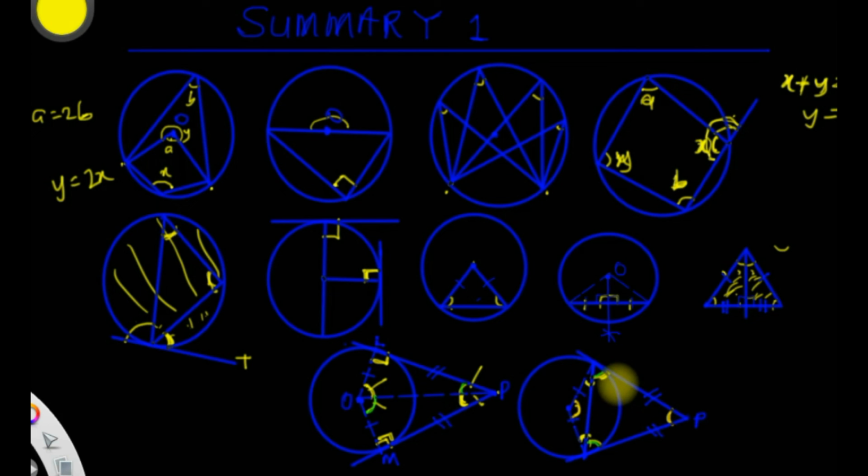So basically, this is the summary of all the theorems that we have considered so far. These are the theorems that we'll be using to solve all the questions that will come on circle theorems. So we have to know these theorems very well. You don't have to memorize, but you have to understand.